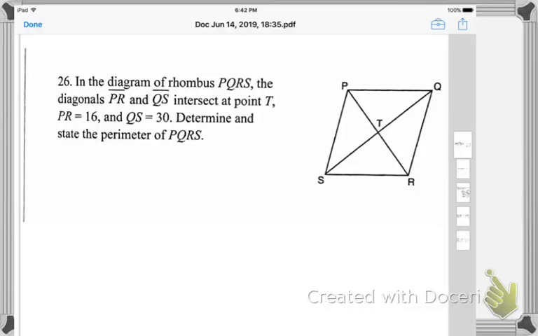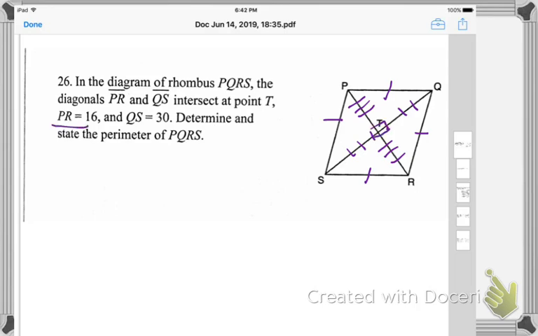Okay, these are the solutions for the 5 questions that I had assigned in class. So this is number 20, this is August 2017, this is number 26. So we have a rhombus, and we know that in a rhombus, all sides are equal. We also know that the diagonals bisect each other. And we also know that the diagonals are perpendicular.